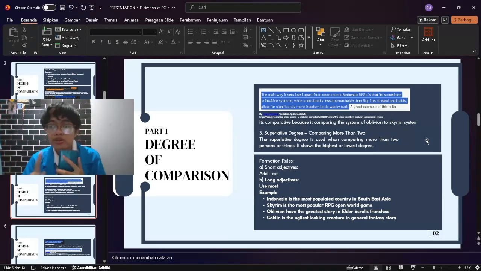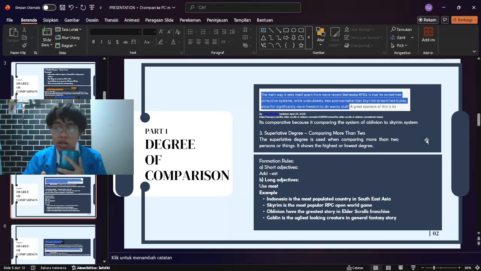For example, Indonesia is the most populated country in Southeast Asia. Skyrim is the most popular RPG open world game. Oblivion has the greatest story in the Elder Scrolls franchise. Goblin is the ugliest looking creature in general fantasy stories.